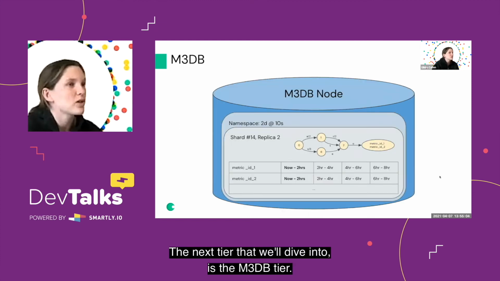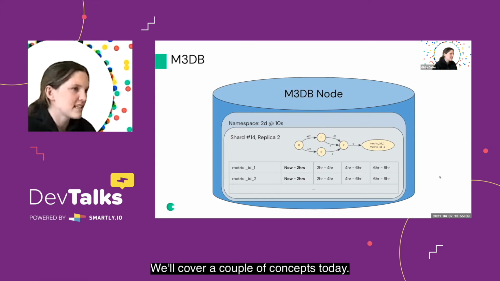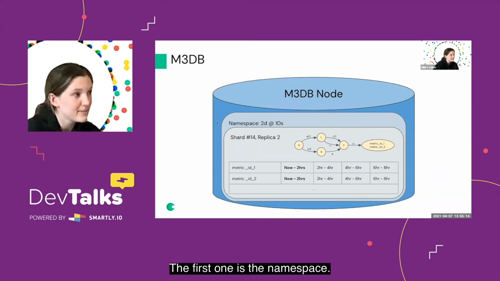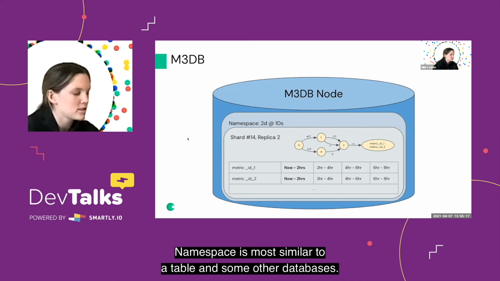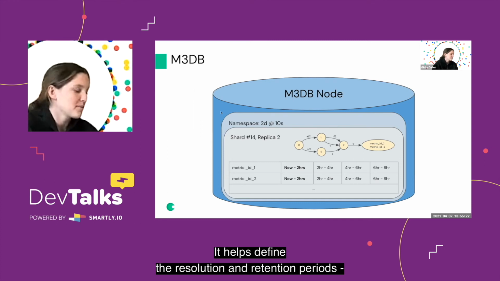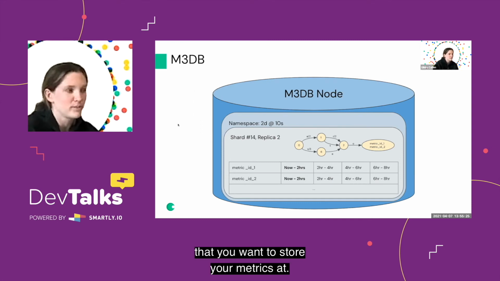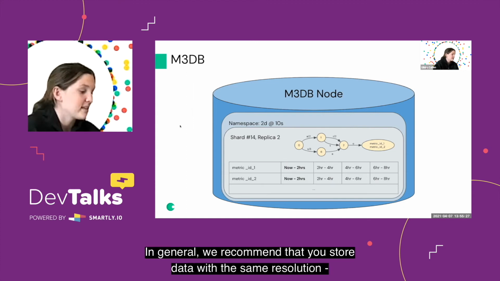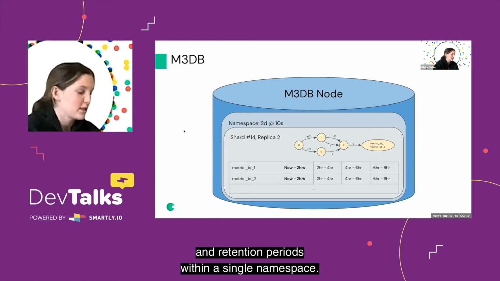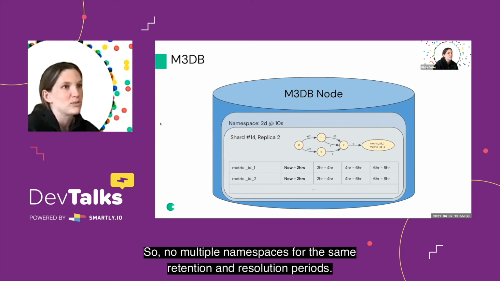So the next tier we'll dive into is the M3DB tier. A couple of concepts we'll cover today. First one being the namespace. A namespace is most similar to a table in some other databases. But for our purposes, it helps define the resolution and retention periods that you want to store your metrics at. In general, we recommend that you store data with the same resolution and retention periods within a single namespace, so not having multiple namespaces for those same retention and resolution periods.